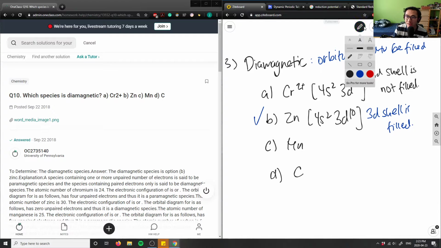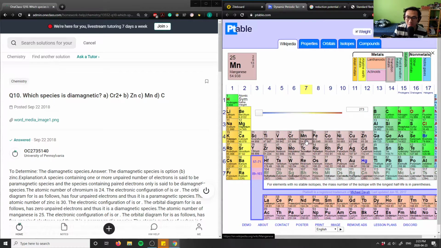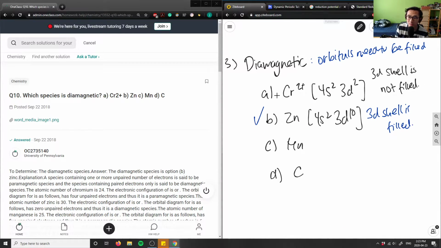Let's look at manganese to verify our answer. Manganese is here. Again, it's 4s2, 3d 1, 2, 3, 4, and 5. This is 3d5, so I have 4s2, 3d5. Again, this is only half filled. Because it's half filled, it's not diamagnetic. It's only paramagnetic. Can't say that word. The 3d shell is not filled, it's only half filled in this case.